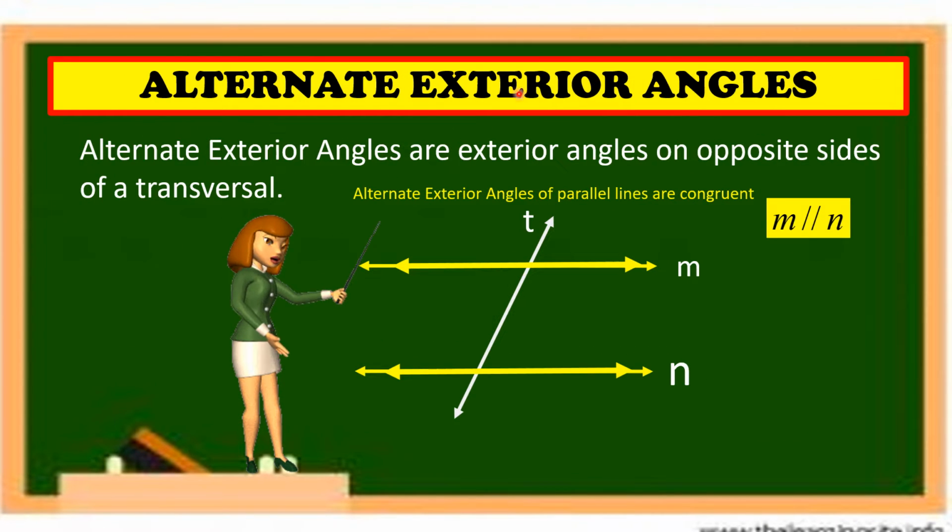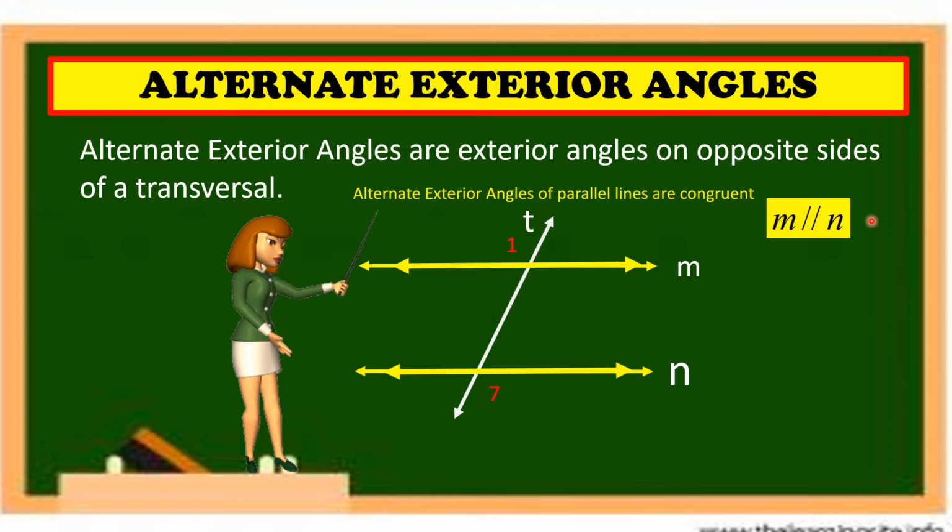Alternate exterior angles. Alternate exterior angles are exterior angles on opposite sides of the transversal. So we have line T, line M, and line N. Line M is parallel to line N, and T is a transversal. So we have angle 1 and angle 7. Angle 1 and angle 7 are alternate exterior angles.